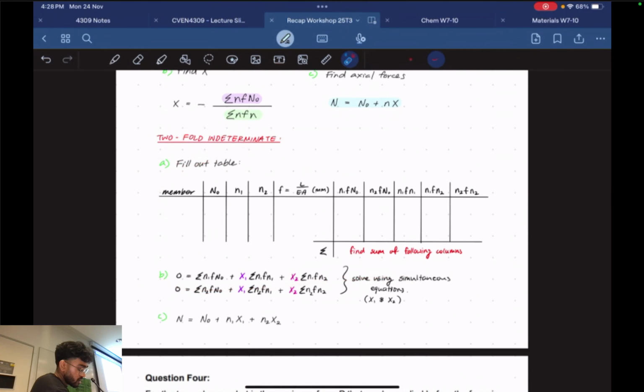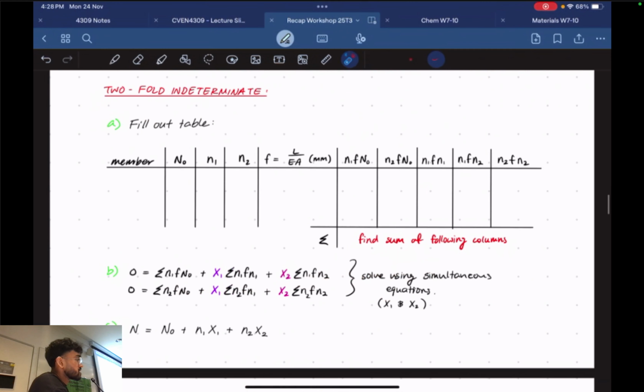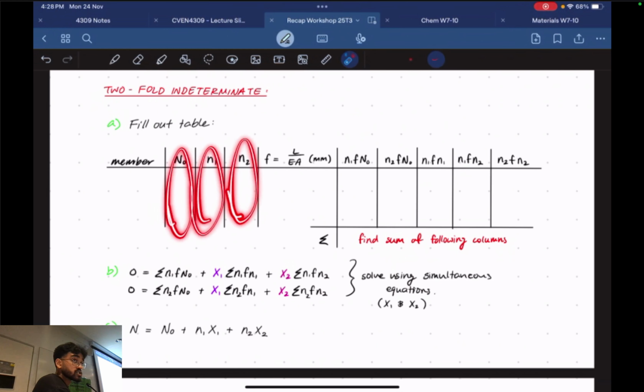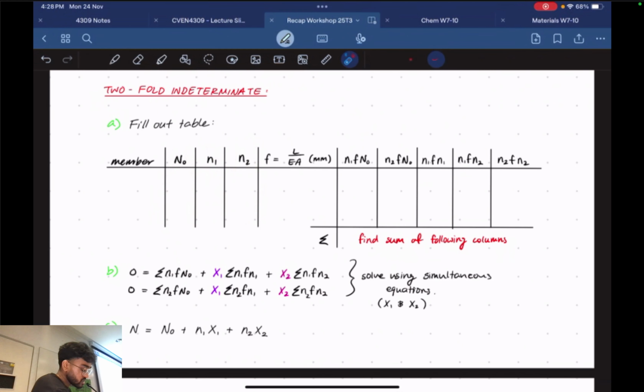I'm going to go through the two-fold really quickly because the question is a one-fold indeterminate, so I'm going to explain it anyways. For your two-fold indeterminate, firstly you have your axial forces for each structure, so your primary and your two redundants. F, that's regarding your stiffness of the beam. And then you're going to have these 5. The way I like to think about it is that you have F in all of them, and then you're just going to do a combination.